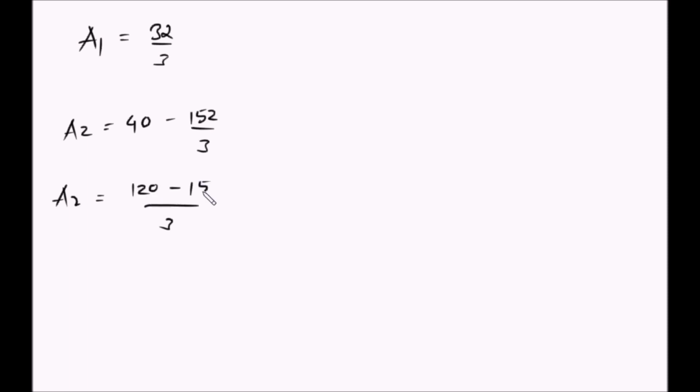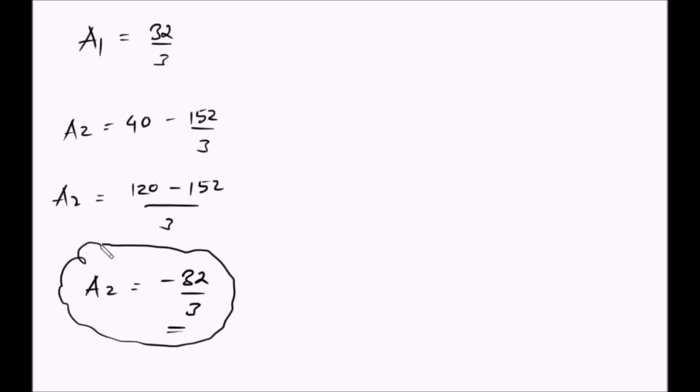So remember a1, can never forget a1 tumepata ni 32 over 3. So a2 tumesema ni 40 minus 152 over 3. So a2 itakuwa sasa na hapa tutakuwa tuna 120 minus 152. Kwa a2 sasa ni sawa na negative 32 over 3, just like I said. So I said for below the x-axis, the area ya curve below the x-axis itakuja negative, lakini above the x-axis itakuja nini? Itakuja positive.